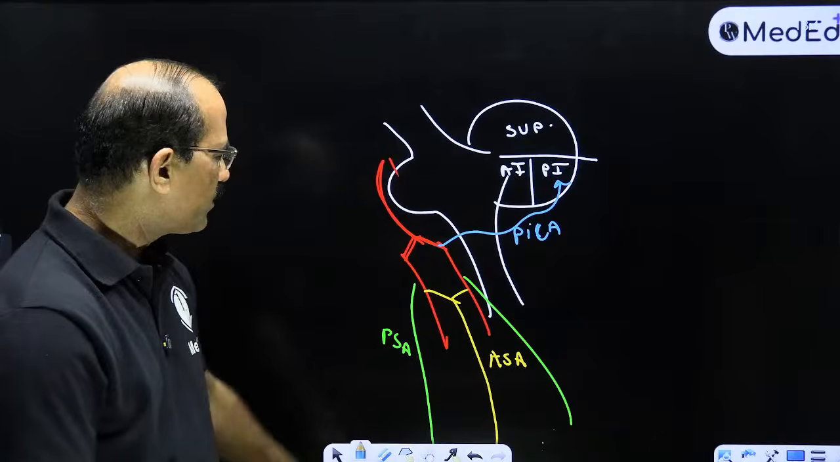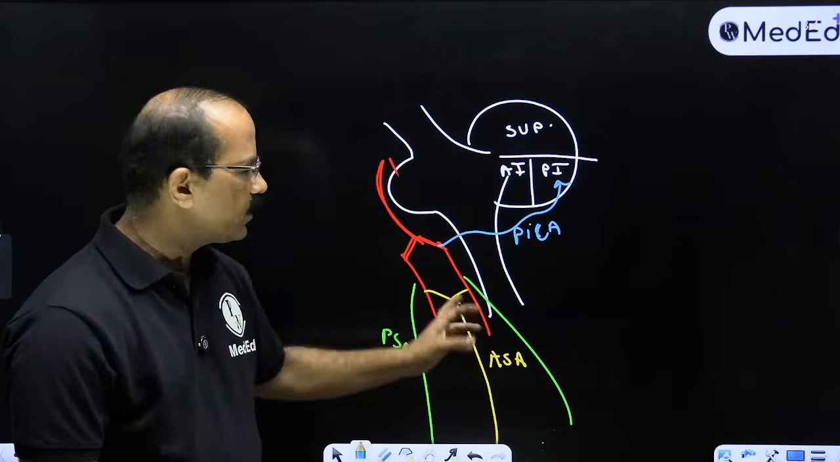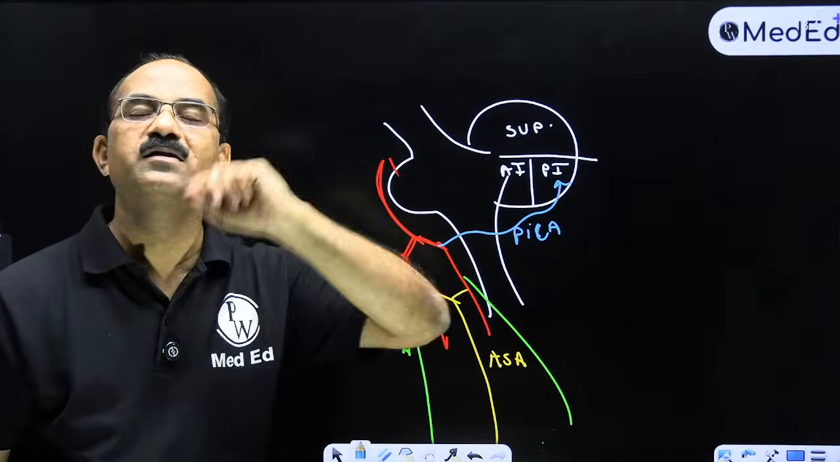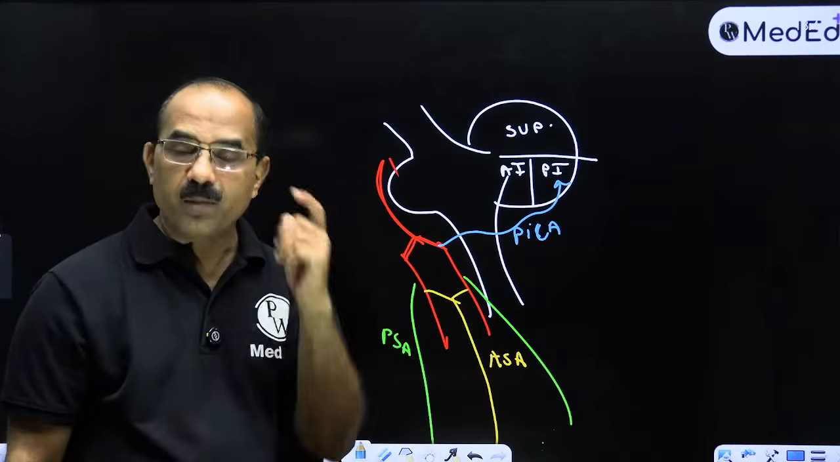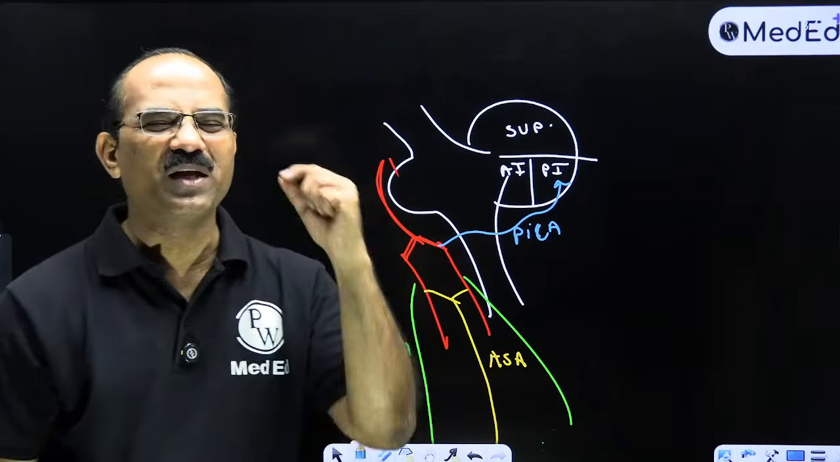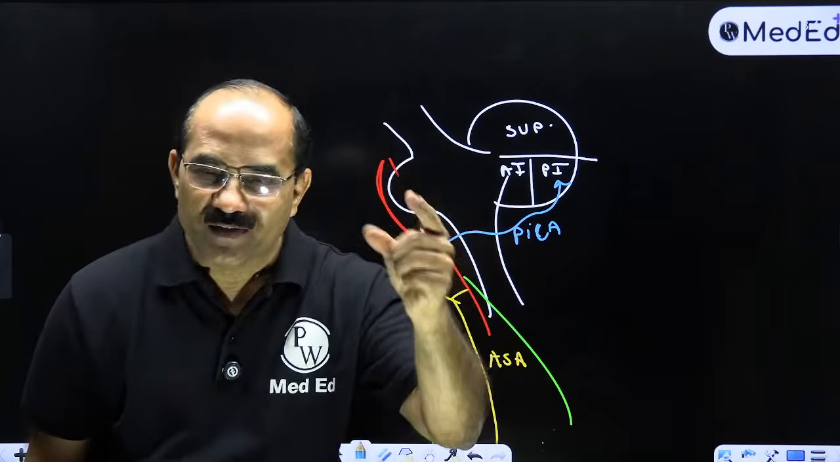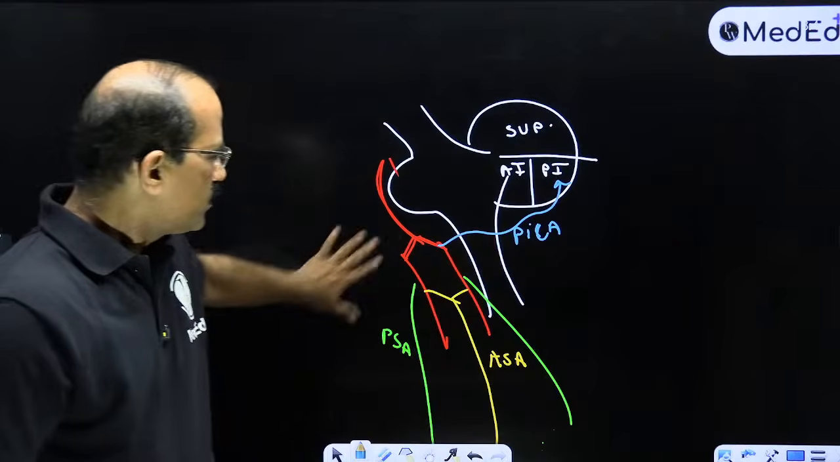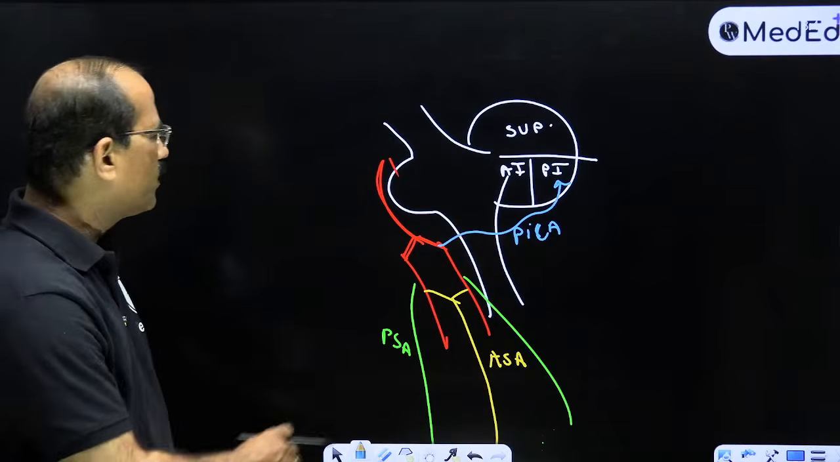Branches of vertebral arteries: anterior spinal, posterior spinal and posterior inferior cerebellar artery. Thrombosis of this artery leads to Wallenberg syndrome, the lateral medullary syndrome. याद रखना. So ये है branches of vertebral. ठीक है. अब basilar artery.